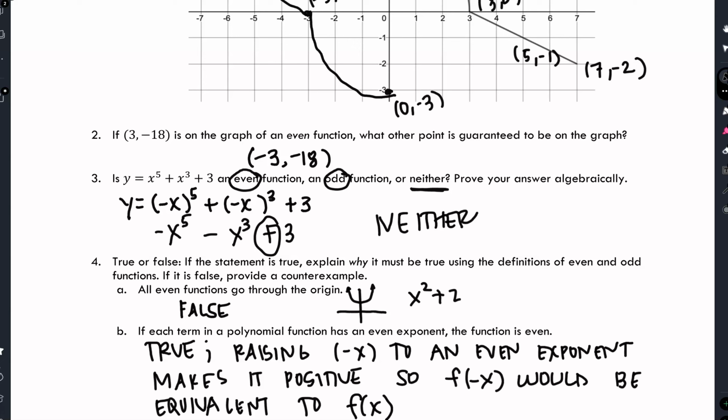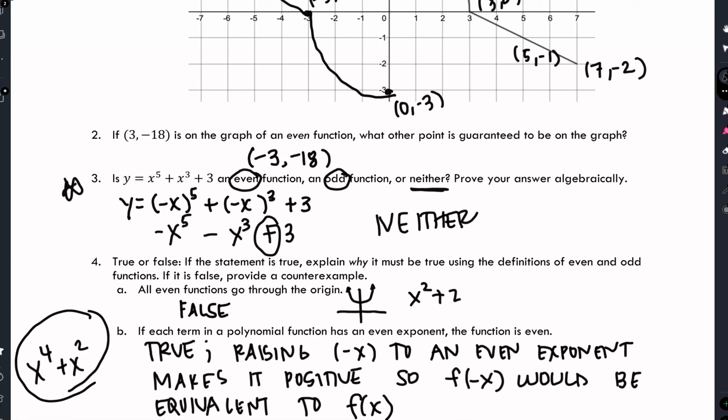If each term in a polynomial function has an even exponent, the function is even. So let's think about what we did in number 3. So that's got to be true, because anytime that you raise a negative x to an even exponent, it's going to make it positive. So it would be equivalent. So this is meaning like if everything in the polynomial is even, so you don't have a constant term. So if you have something that looks like this with no constant term.